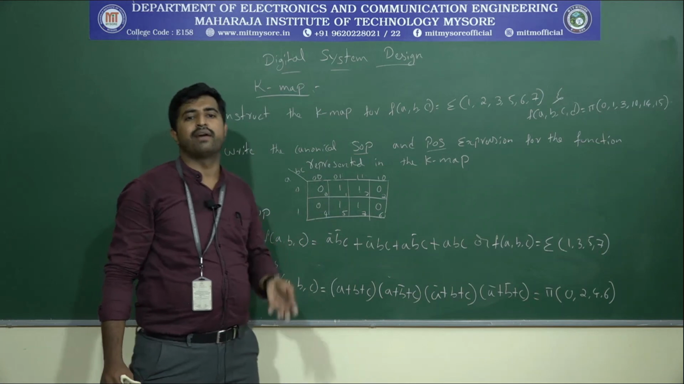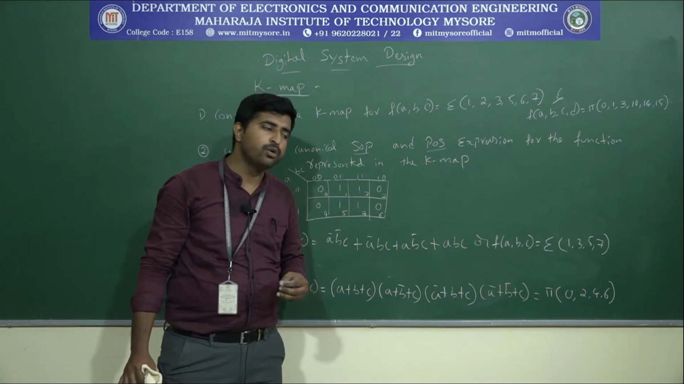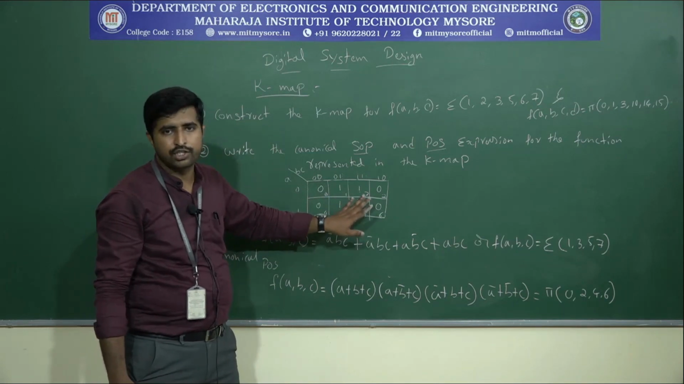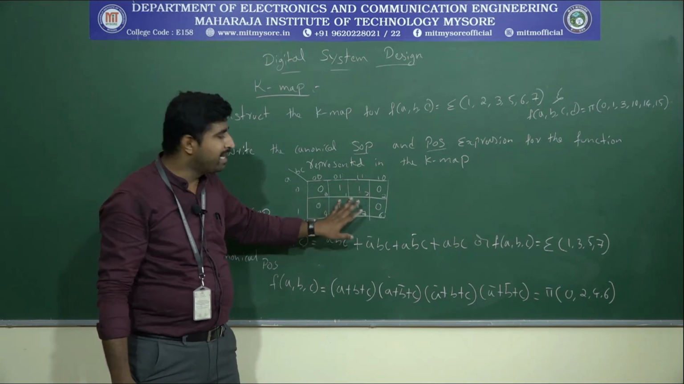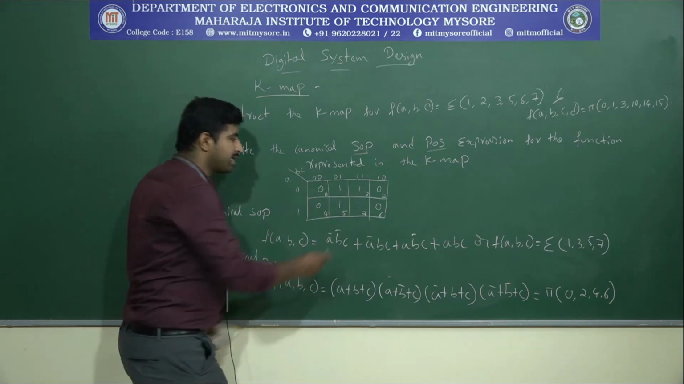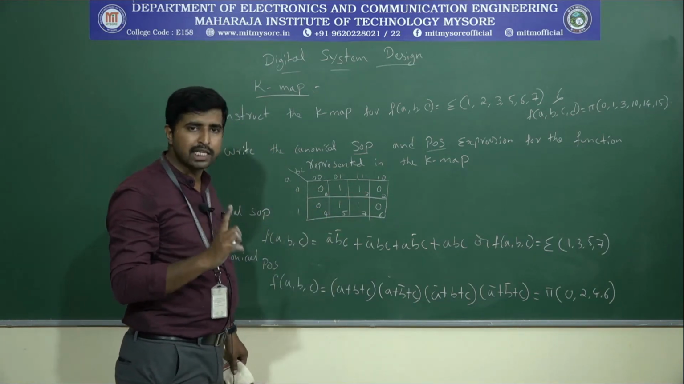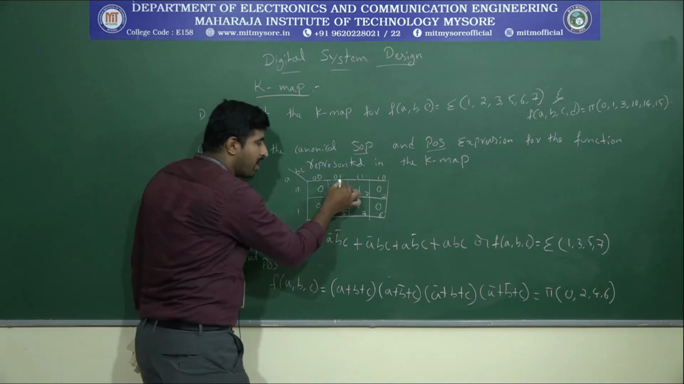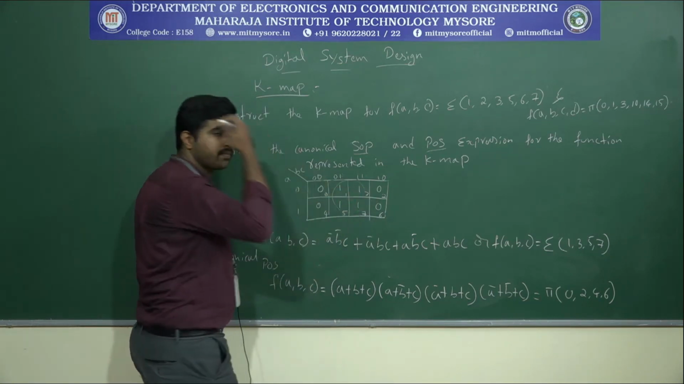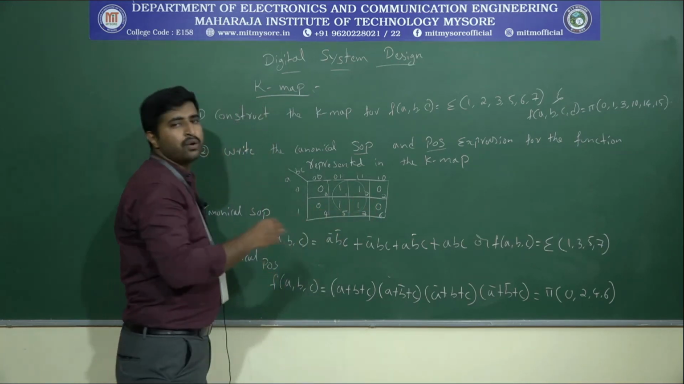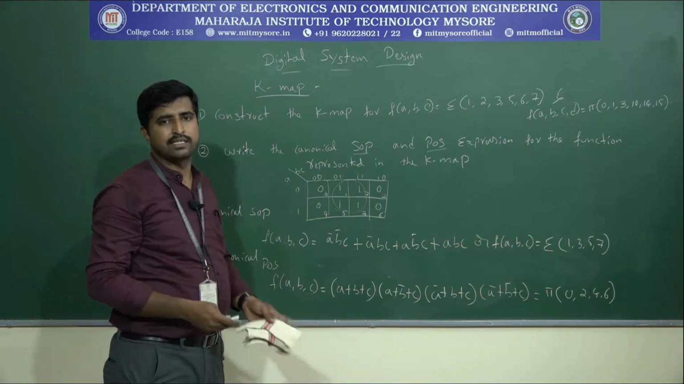Now we need to simplify. To simplify means we need to group the logical ones, the adjacent logical ones, to make min terms and get the minimal SOP expression. Minimal SOP expression means we need to group the logical ones. So how to do that? What is the criteria to group them? We will see that in the next class.